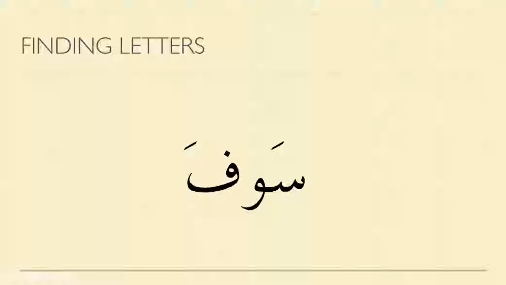Here we see that the waw is not extending a dhamma sound, but rather coming after a fatha. And we get the sound o, sofa. So here the waw is behaving like a consonant and not behaving like a vowel. Sofa. Sin, waw, fa, sofa.